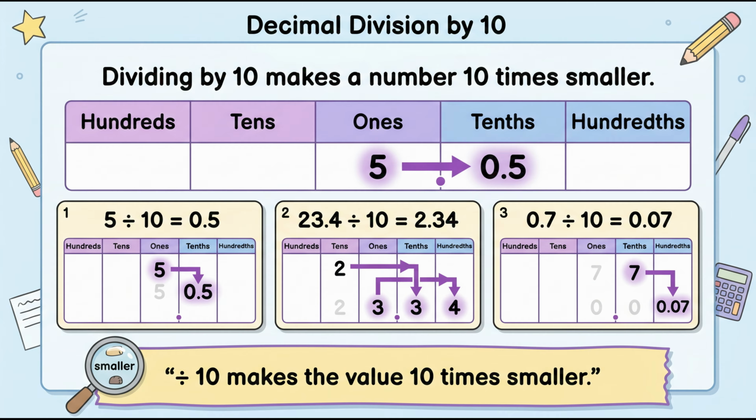23.4 divided by 10 equals 2.34. 0.7 divided by 10 equals 0.07. So, dividing by 10 shifts the digits one place to the right in value.